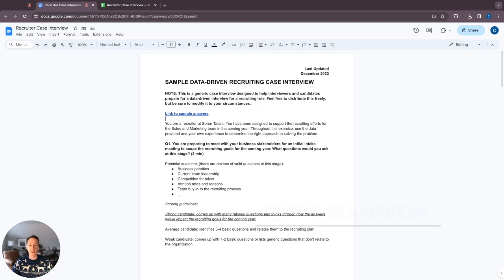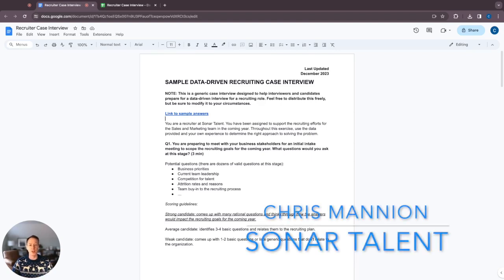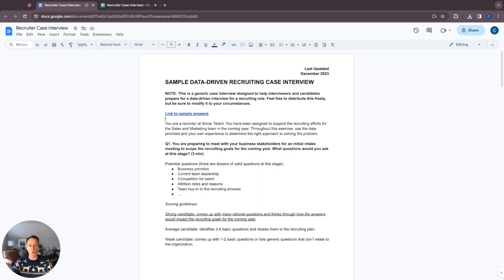Hi everyone, Chris Mannion here with Sonar Talent Intelligence, and today I'm going to share the walkthrough for a case that I just wrote up on data-driven recruiting.